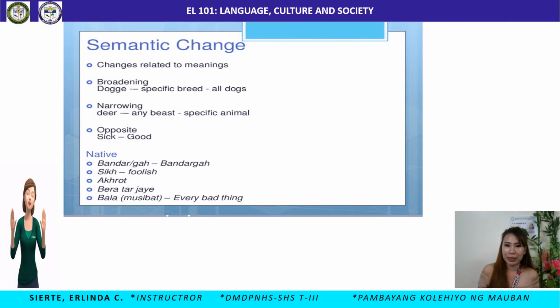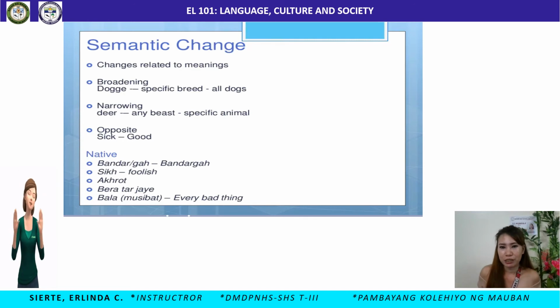Now, with the semantic change, changes related to meanings, and then broadening. For example, dog, from a specific breed to all dogs. Okay, so that is broadening, meaning you are creating a wider, bigger concept regarding something. And in narrowing, we are being specific or particular by giving an example like deer. That was any beast, but now it is specific in what kind of animal we are pertaining to.